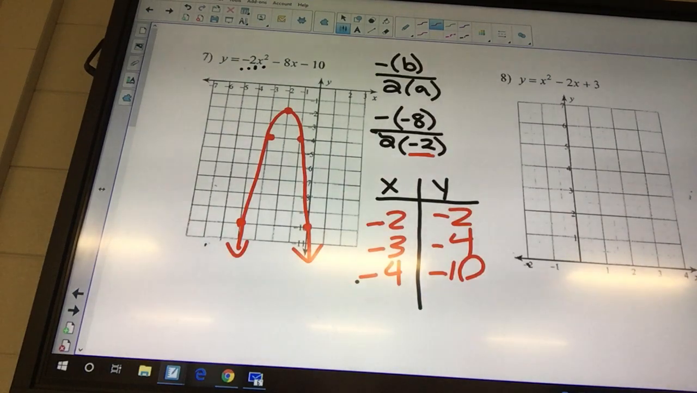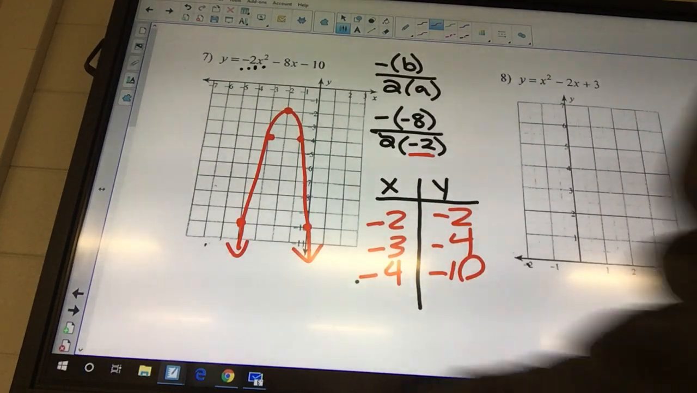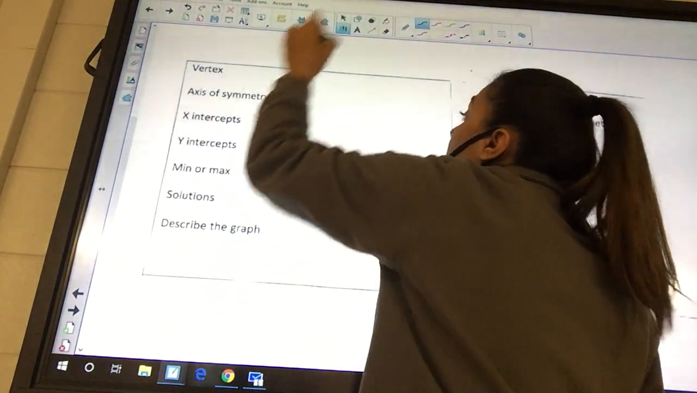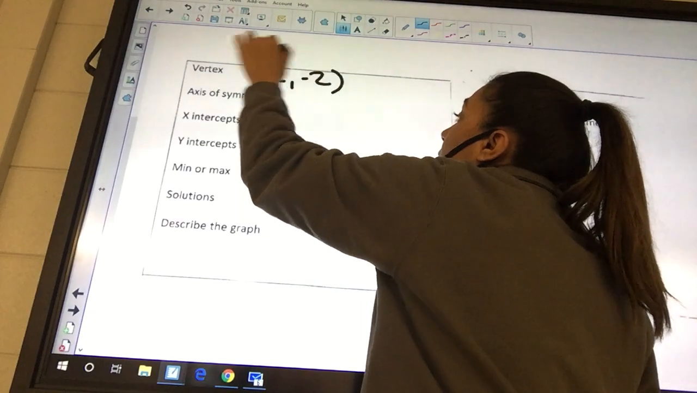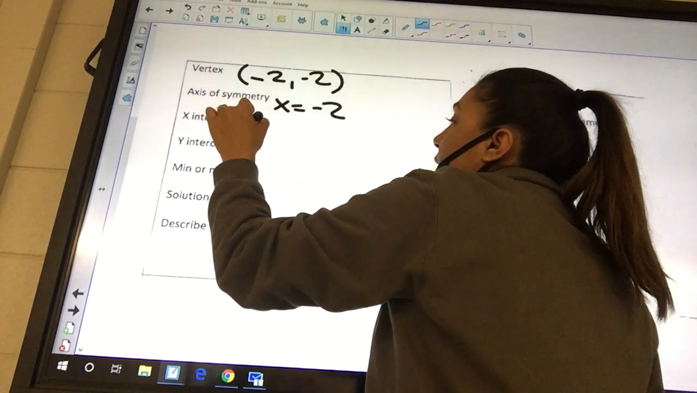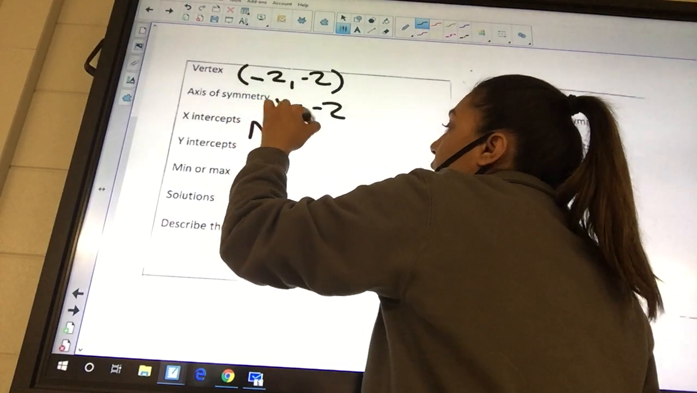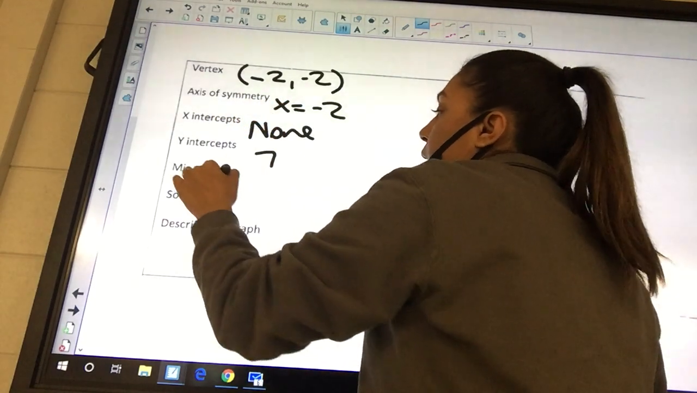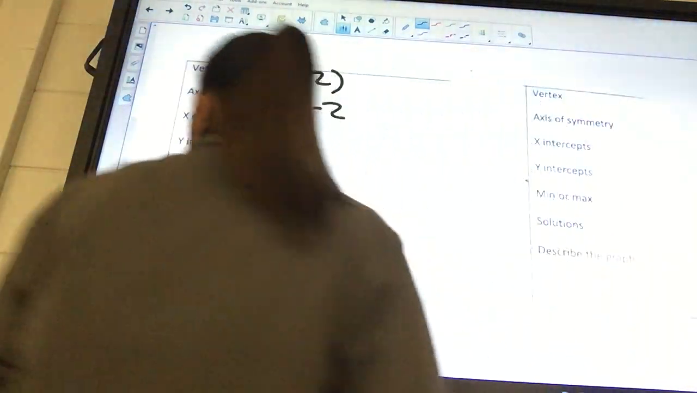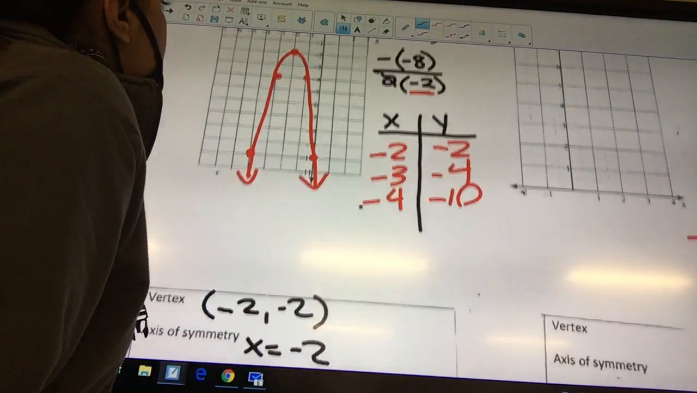Okay, and then fill out the bottom. What's the vertex? Negative 2, negative 2. Axis of symmetry. Negative 2. X-intercept. None. Y-intercept. Negative 10. Min or max? Max. Is it negative 10 or 7? It's negative 10.